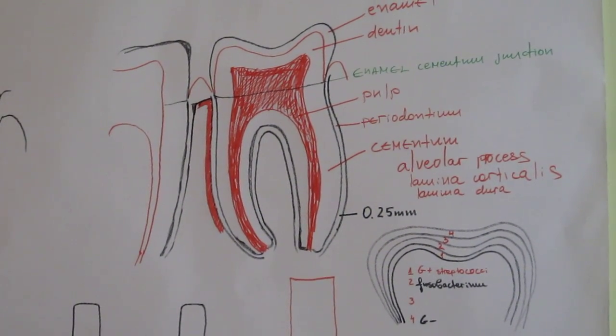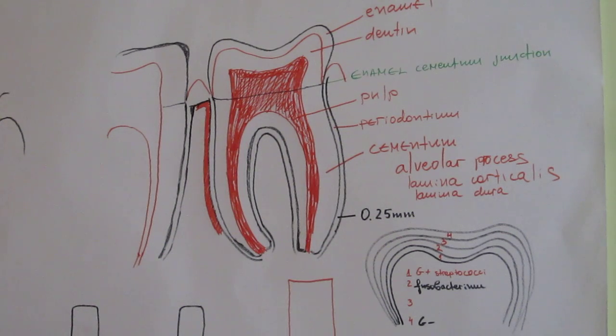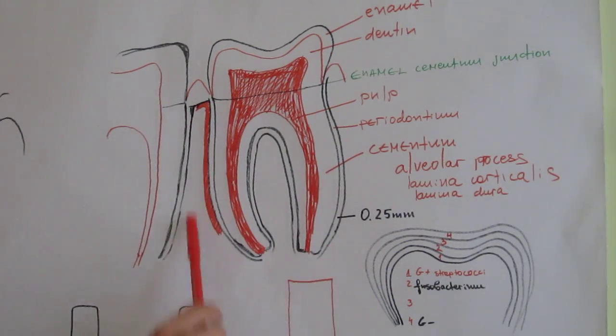Hello, I'm gonna talk about tooth supportive structures. This is the first part of the introduction of periodontal diseases. So we're gonna talk about anatomy. Here is one tooth in its alveolar pocket of the bone.